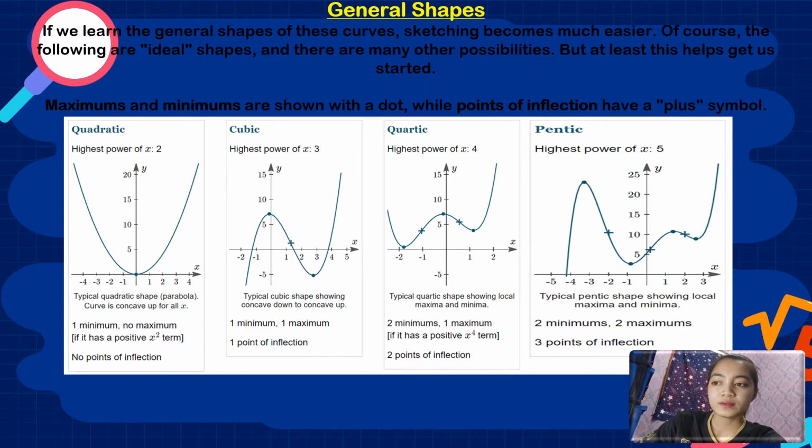For cubics, highest power of x is 3. Typical cubic shapes showing concave down to concave up. One minimum, one maximum, and one point of inflection.